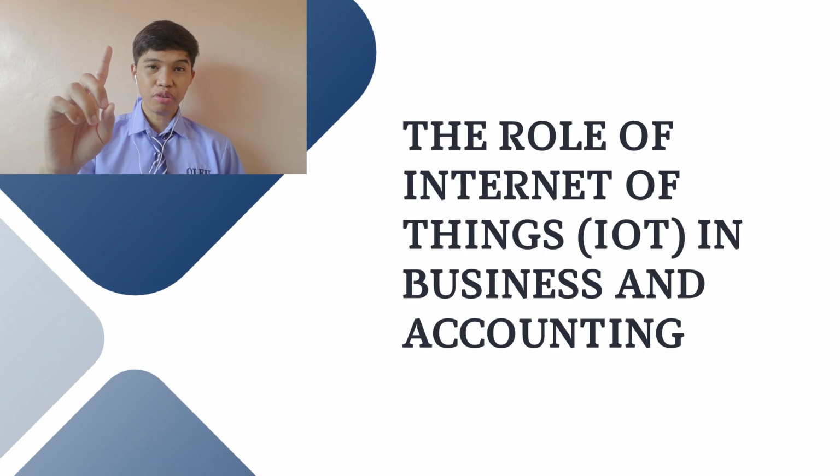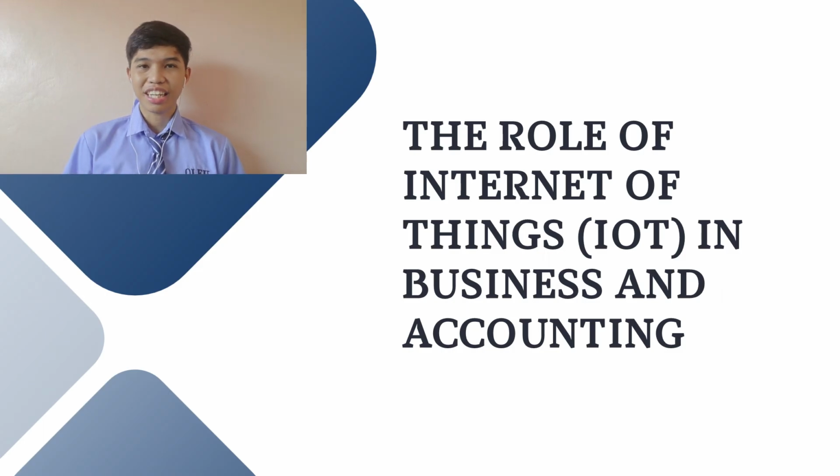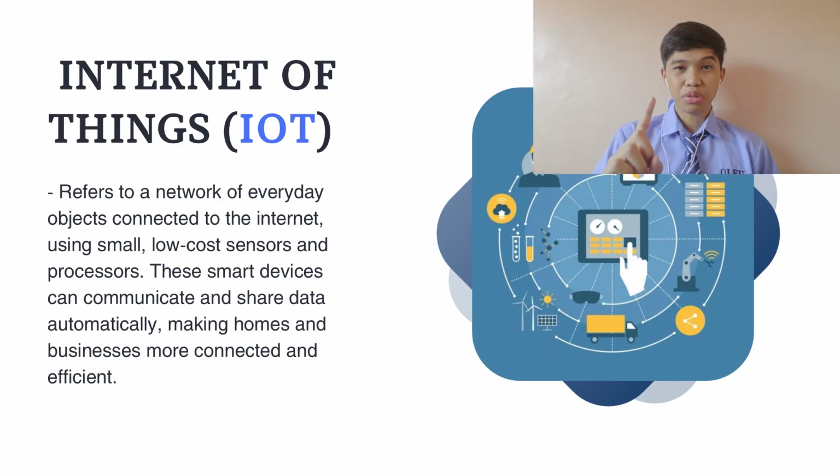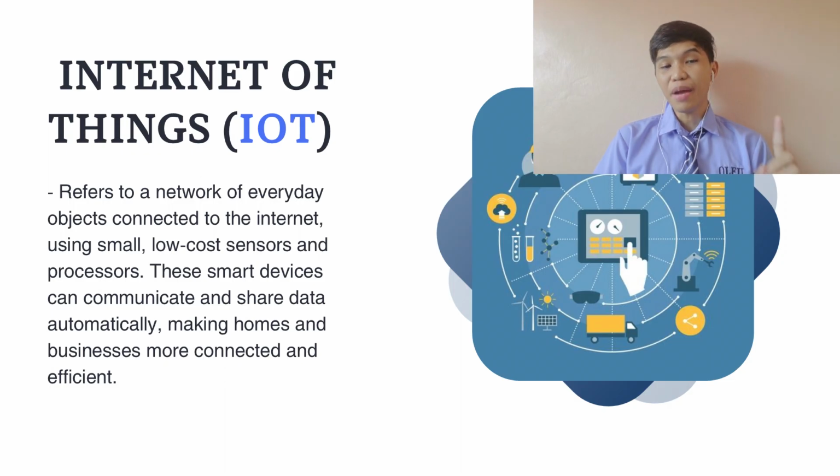However, before we go into the roles of IoT in business and accounting, let's first go into what an IoT is. Now, I'm sure that if you are part of Sir Jason's classes, then you would remember what an IoT is. An IoT is more or less called an Internet of Things. An IoT refers to a network of everyday objects connected to the internet using small, low-cost sensors and processors. These smart devices can communicate and share data automatically, making homes and businesses more connected and efficient.